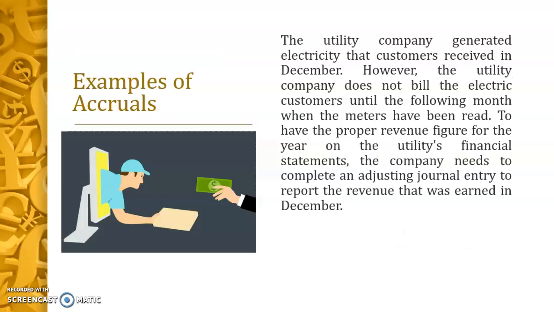Some examples of accruals. Let's look at an example of a revenue accrual for an electric utility company. The utility company generated electricity that customers received in December. However, the utility company doesn't bill the customers until the following month when the meters have been read. To have the proper revenue figure for the year on the utility's financial statement, the company needs to complete an adjusting journal entry to report the revenue that was earned in December. It will additionally be reflected in their receivables account on December 31.